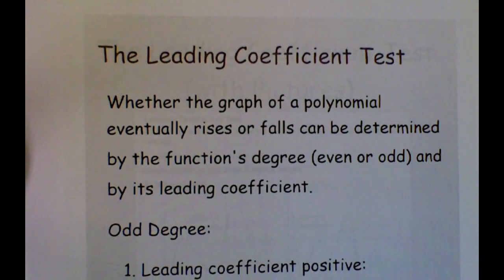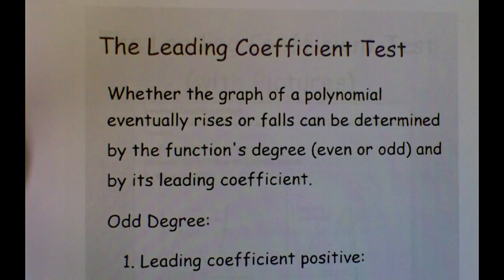We're going to talk about something called the leading coefficient test. Whether the graph of a polynomial eventually rises or falls can be determined by the function's degree, whether it's even or odd, and by its leading coefficient. Please realize we're talking about whether the degree is even or odd, not the whole function. All right, different uses of the words even and odd.